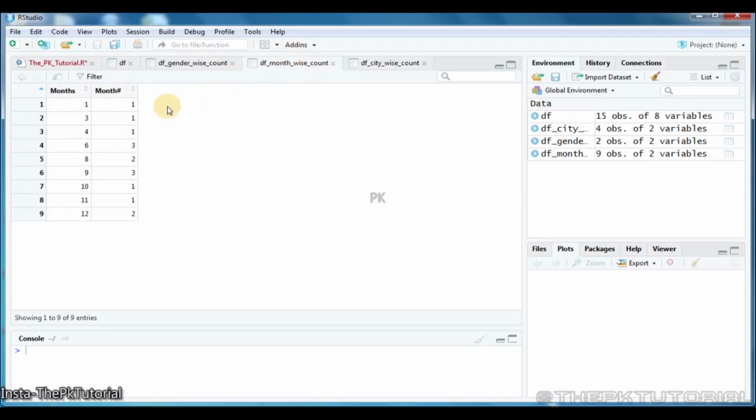This is our month-wise count. This is our month. First is Jan, third is March, fourth is April and 12 is December. And this is our count of month.